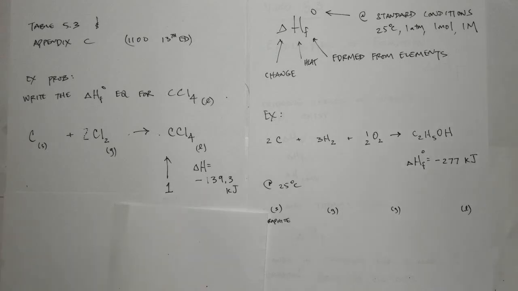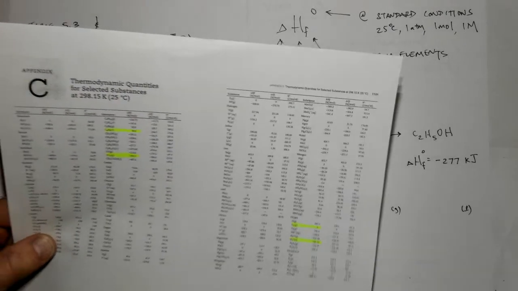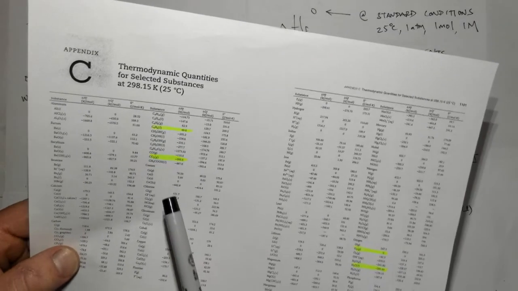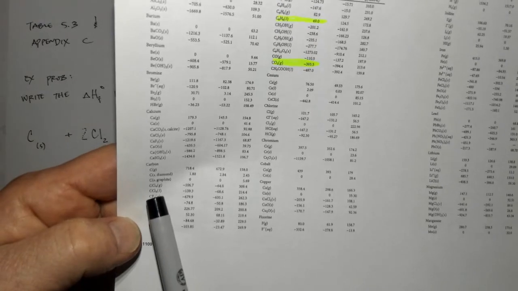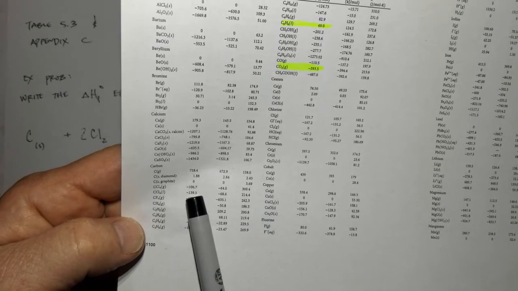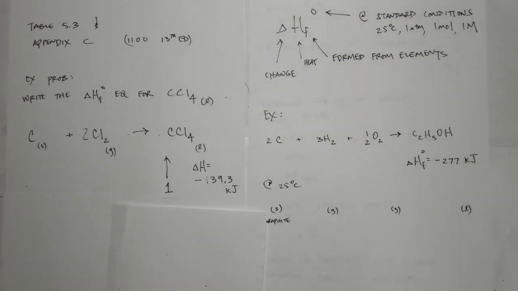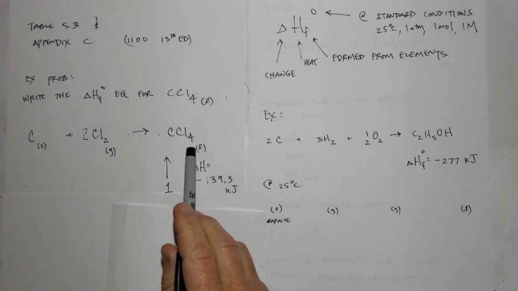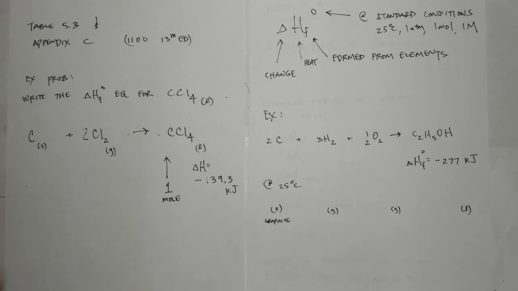And how do I know it's negative 139.3? Well, I look it up here, and I can find carbon tetrachloride underneath the listings right here. And it's kind of small, but you follow it across right here, and it says negative 193.3. So that has to go into the part of the thermochemical equation. And notice I wrote the equation so there's only 1 mole of CCl4 because that's part of the definition of enthalpy of formation, that we form only 1 mole of the substance.